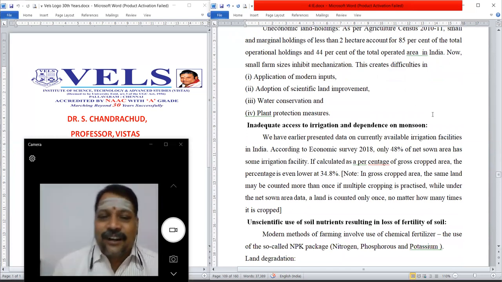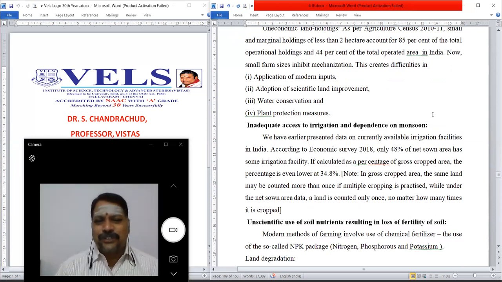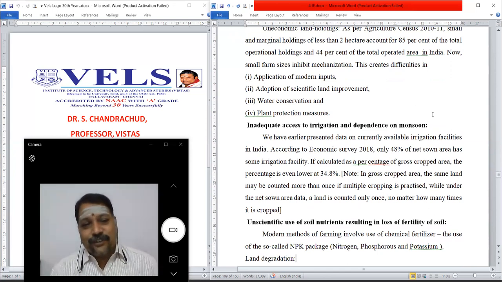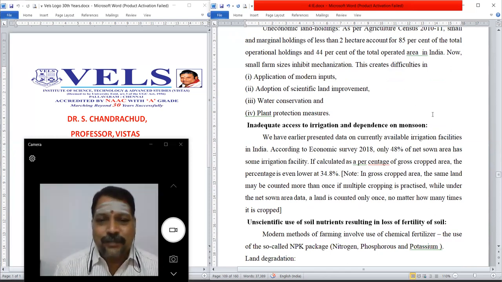We have presented some data by the Agriculture Ministry showing that the irrigation facility in India is very poor. According to Economic Survey 2018, only 48% of the net sown area gets irrigation facility. The rest, 52%, depends on the monsoon. If we calculate it as a percentage of gross cropped area, the figure is lower, at 34.8%.